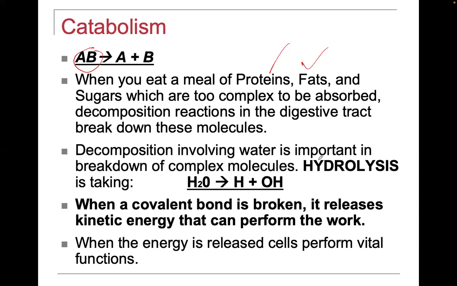We call it hydrolysis. So it's when you take H2O and we break it down into hydrogen and hydroxide. So H is hydrogen. When you have OH, we call that hydroxide. Okay. This is an alkaline. This is alkalinic. And when you add hydrogen to something, it makes it acidic.